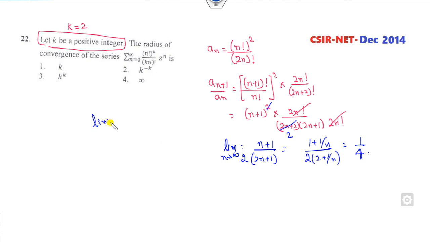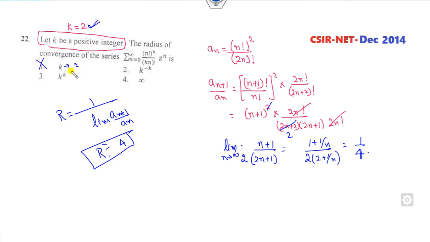So therefore, what is the radius of convergence? 1 over the limit of an plus 1 over an, that is 4, which is the right answer corresponding to k equal to 2. So this answer will be 2. So this option is cancelled. It is 2 raised to power minus 2, 1 by 4. This option is cancelled. Infinity cancelled. 2 raised to power 2 is the right answer of this problem.